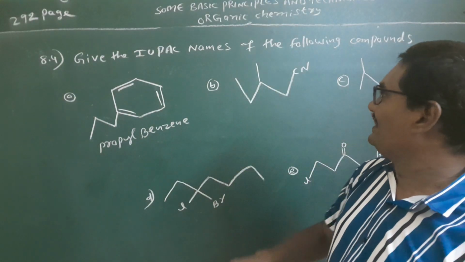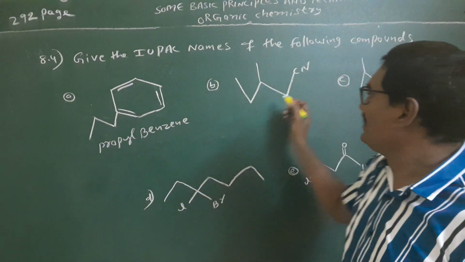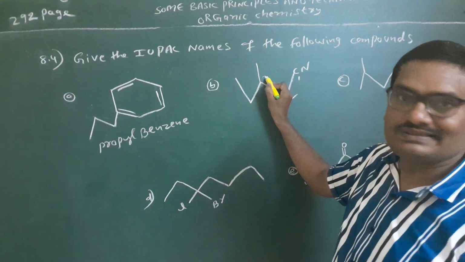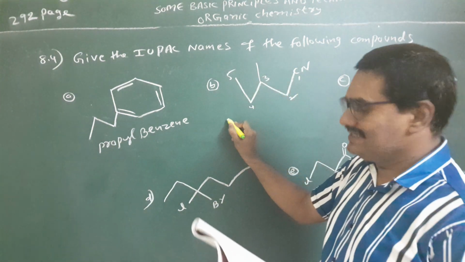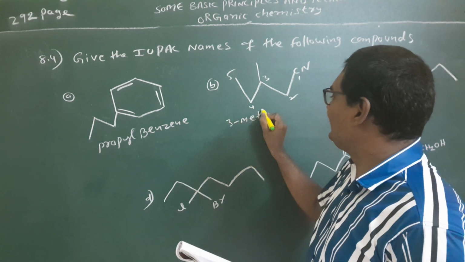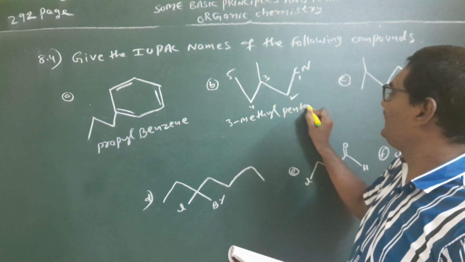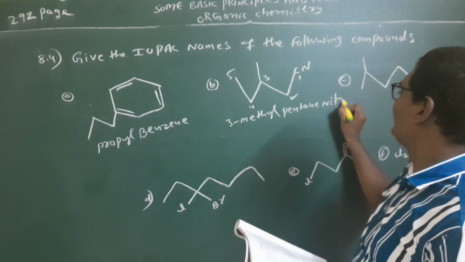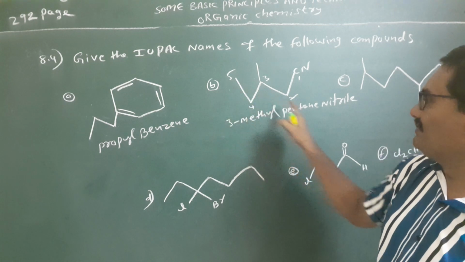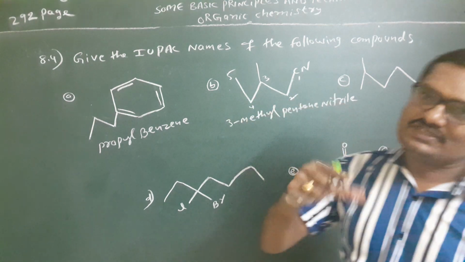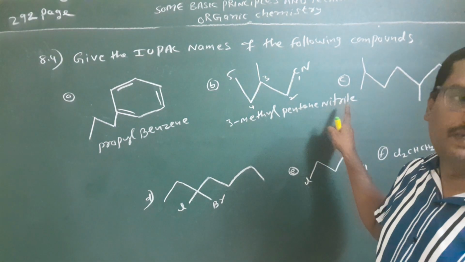Next, the second one is cyanide. Cyanide IUPAC is alkane nitrile. So first carbon, second carbon, third carbon, fourth carbon, fifth carbon. Here, third place contains methyl. So 3 methyl, 5 carbons, pentane, nitrile. Pentane nitrile. The IUPAC name has methyl at the third place. So totally 5 carbons, pentane. CN means nitrile. So cyanide IUPAC is alkane nitrile. So 3 methyl pentane nitrile.